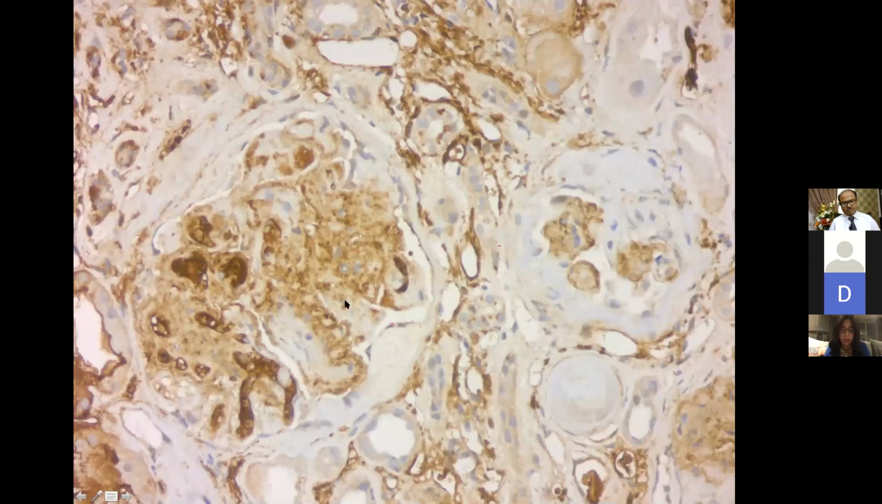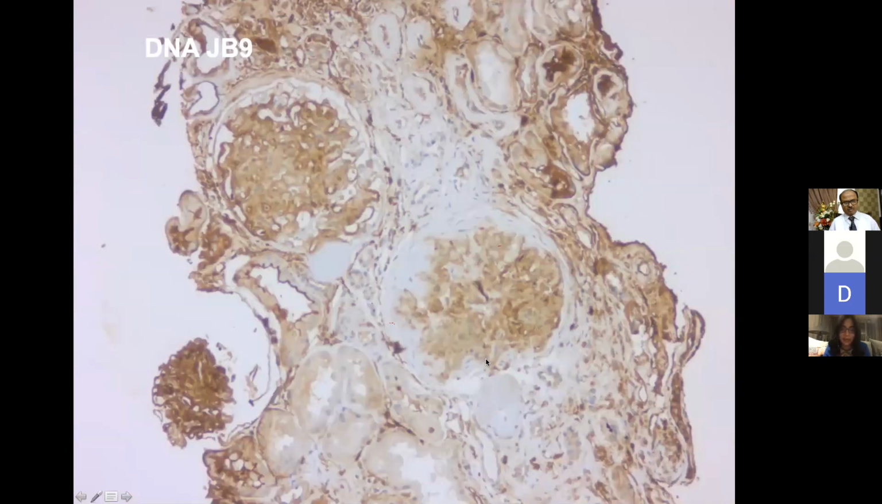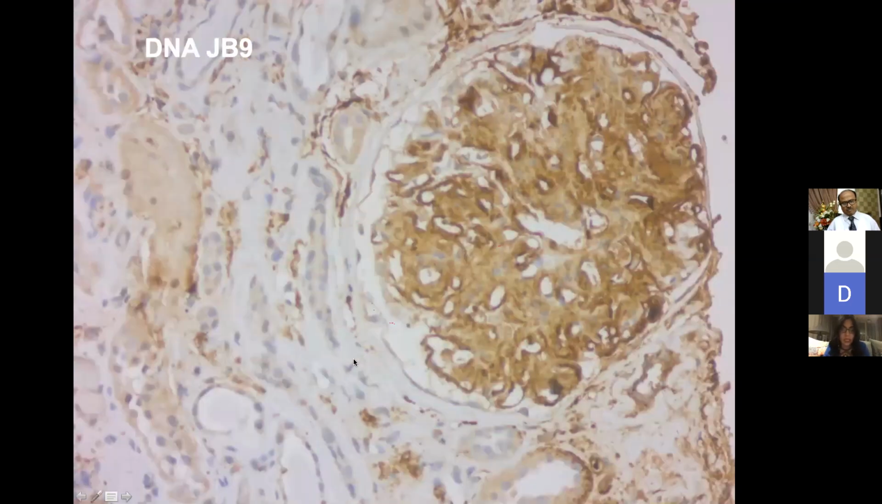And what was strange about it is that you had clear areas, you see? So you had the deposits here, and this actually corresponded to the nodular sclerosis, and there were no deposits here. Again, you had deposits in some areas of the glomeruli, and the sclerotic nodules were negative. So we've done DNAJB9, and as you can see, very nice staining, and also the staining was selective like the IgG, with the sclerotic nodules of the diabetes negative. And this was his DNAJB9.